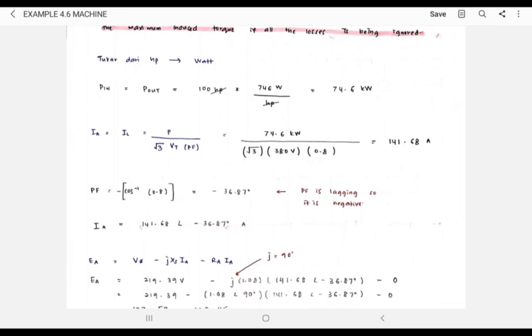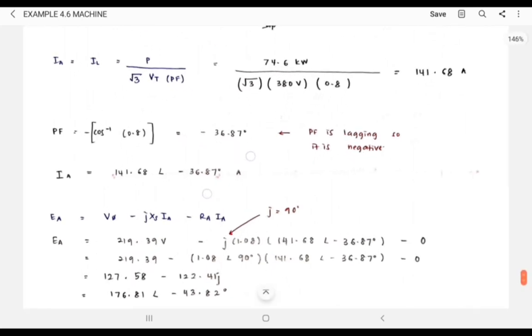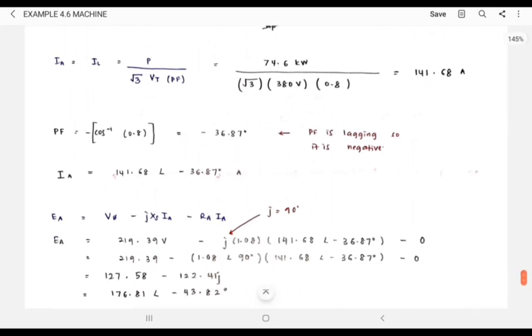141.68 ampere. Next, we will calculate the power factor angle. The angle we will get is negative 36.87 degree. The power factor is lagging, so it is negative. The answer we will get for IA is 141.68 at negative 36.87 degree ampere.